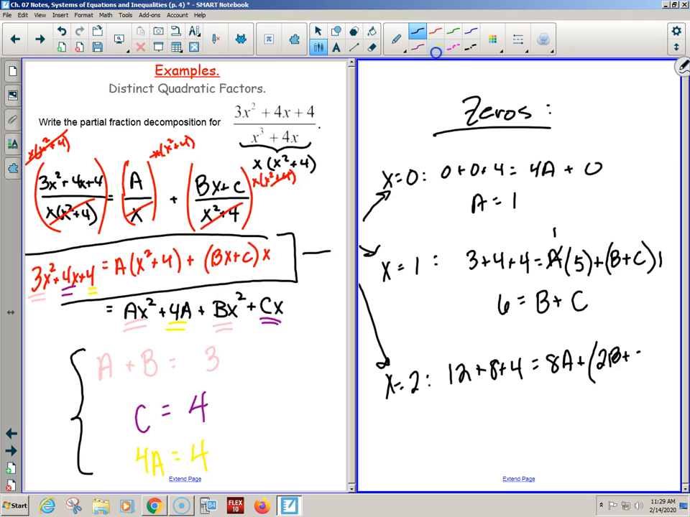2b plus c times 2. We'd end up with 20, 2b plus c. I'm plugging in b times 2 plus c times 2 because x is 2.